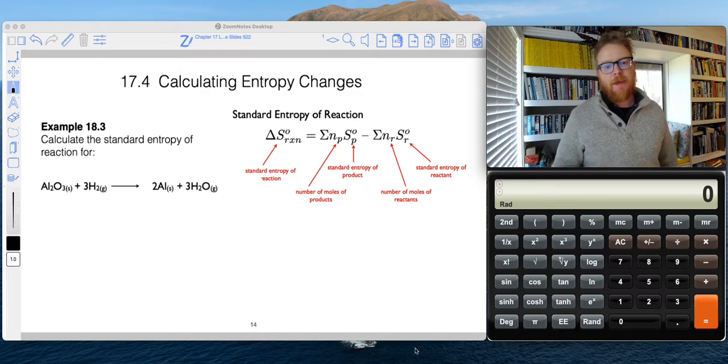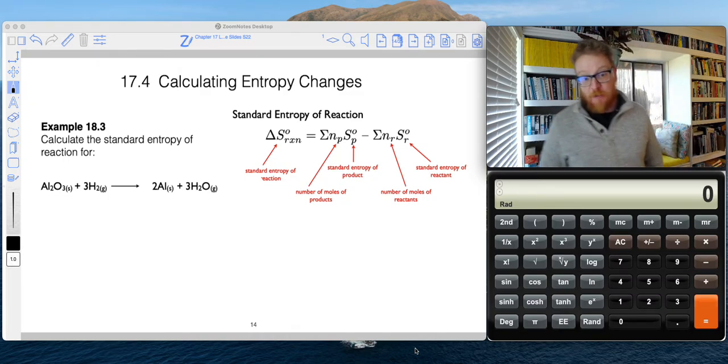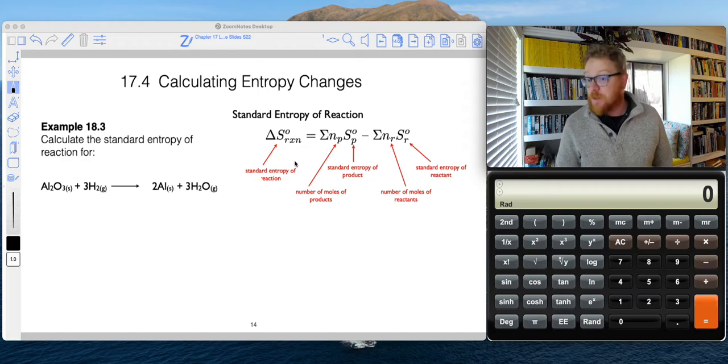Let's calculate the standard entropy of a reaction. We will define that as delta S, with a little superscript 0 that tells us standard, and I write Rxn for reaction. So this is the same formula that we saw for calculating the standard enthalpy of a reaction, where now we take the sum of the entropy of the products minus the sum of the entropy of the reactants. And here I've got an example for us.